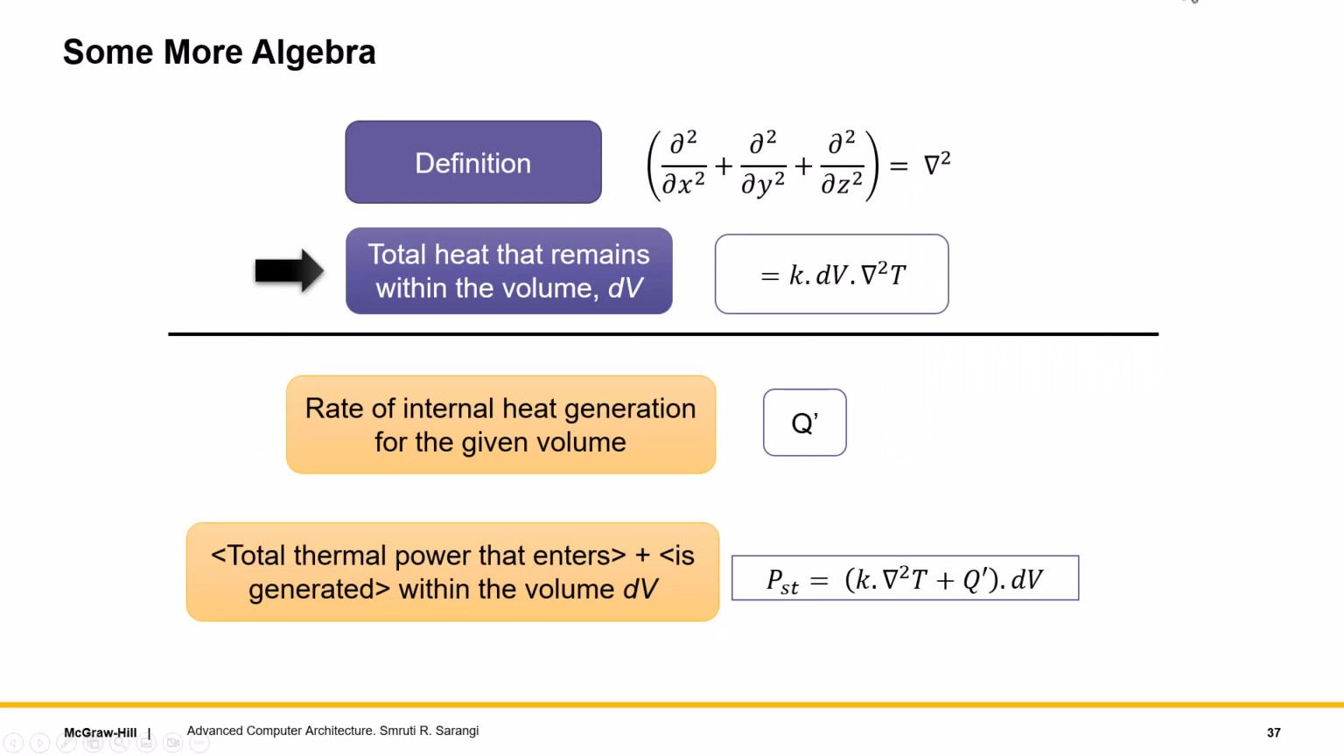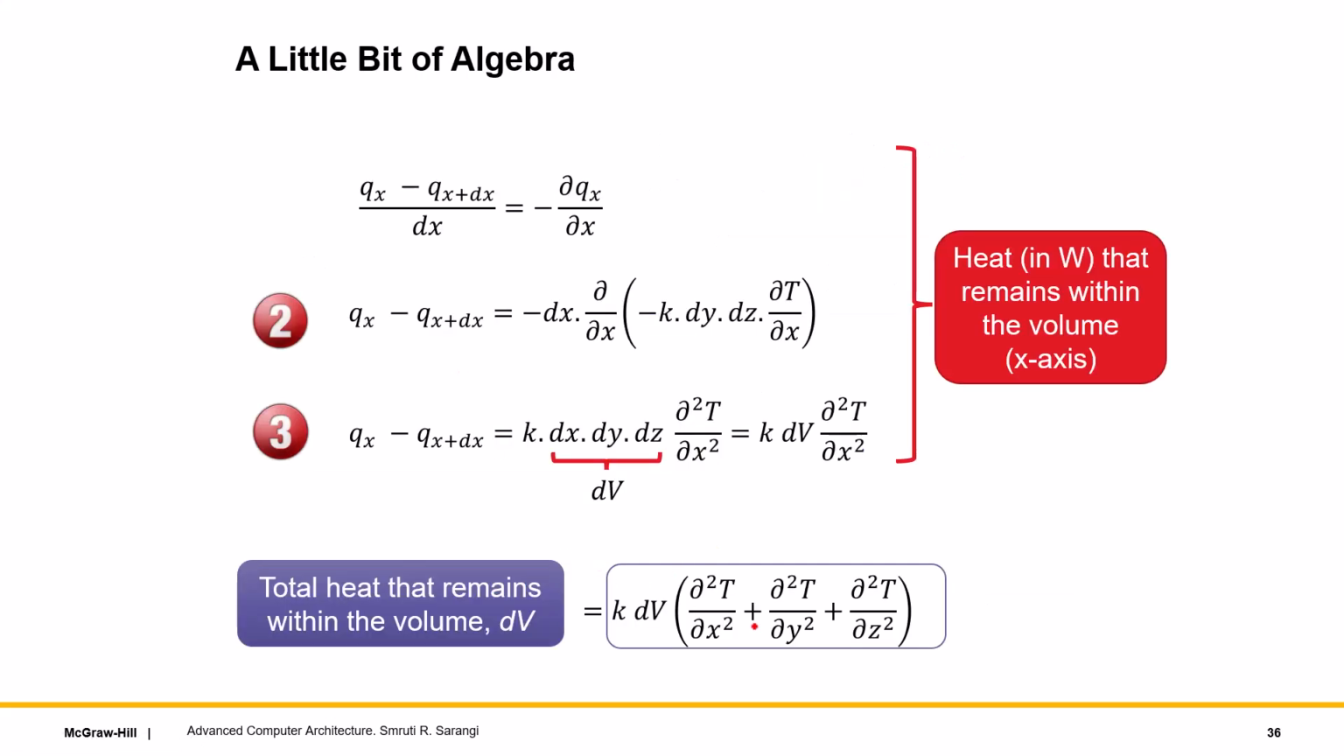So let's now introduce a new operator. The new operator will make our notation somewhat simpler. So let's look at this operator: del square by del x square, del square by del y square, and plus del square by del z square. Let us name this operator nabla square. So you can see that this appears over here. So we will just refer to this as nabla square T.